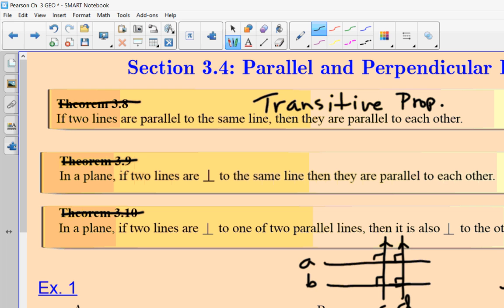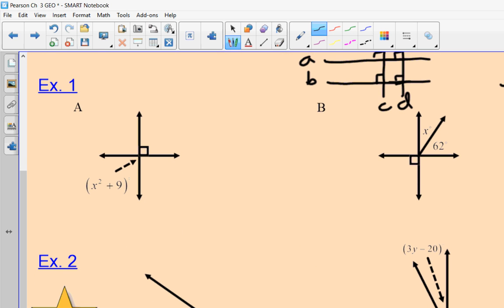Okay? And if you look at that, I got a couple transversals there. The transversals have angles that are congruent, and those congruent angles are corresponding. That would show that they're parallel to each other, and then perpendicular, it's already been defined. Okay? All right. So let's go ahead and take a look at these.